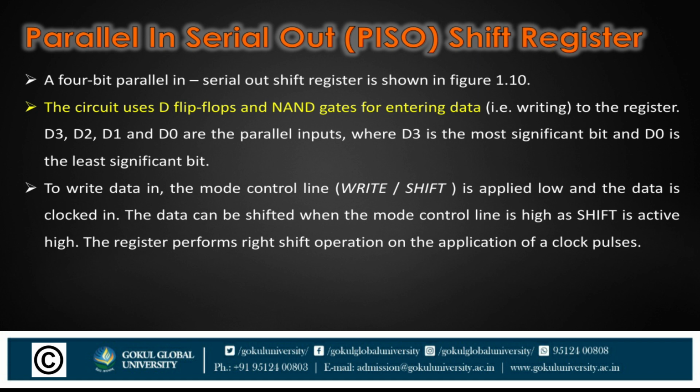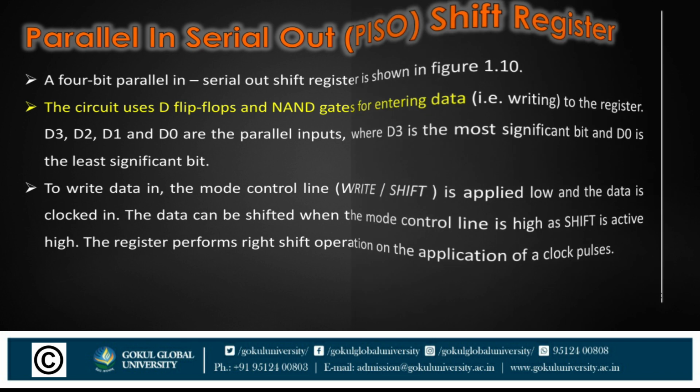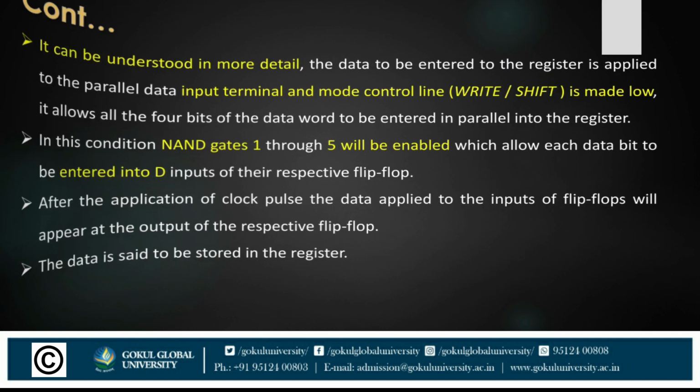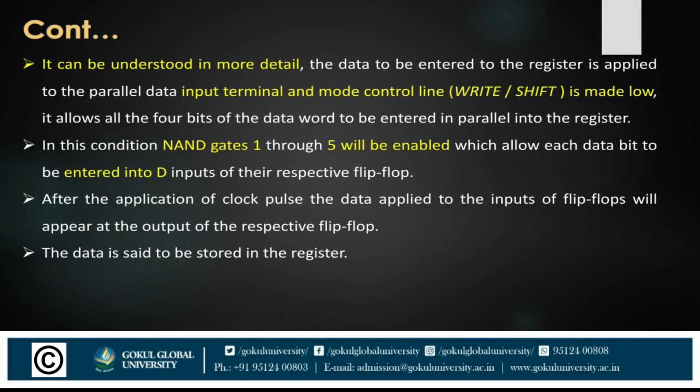When the mode control line, write or shift, is applied low, the data is clocked in. The data can be shifted when the mode control line is high, as shift is activated high. The register performs a write or shift operation on the application of the clock pulse. Here you see in this figure parallel data, write and shift, clock and clear, and serial output.